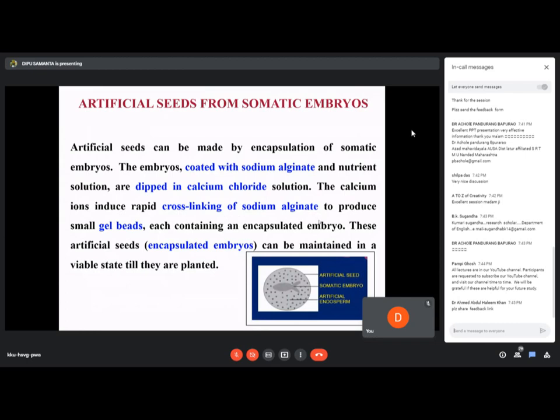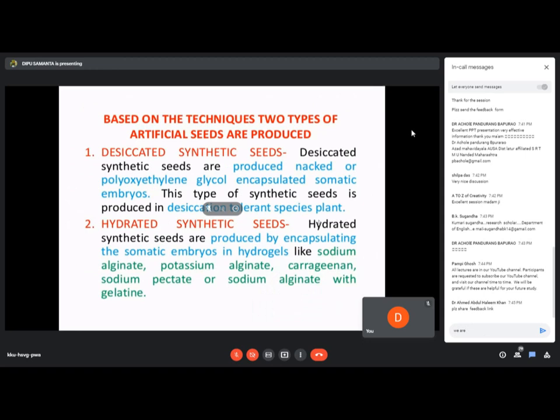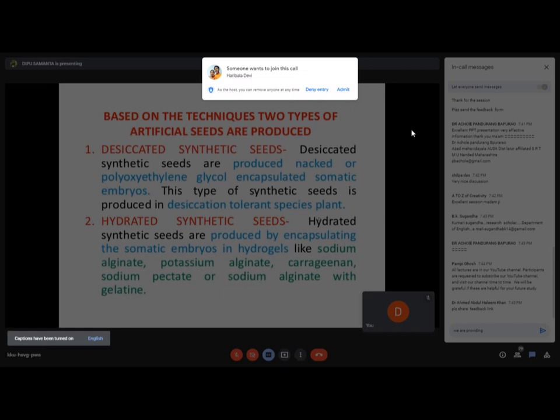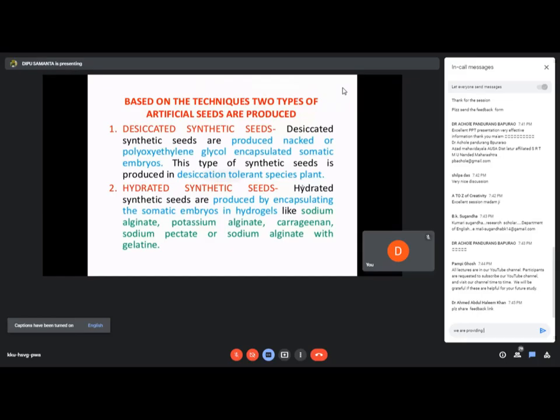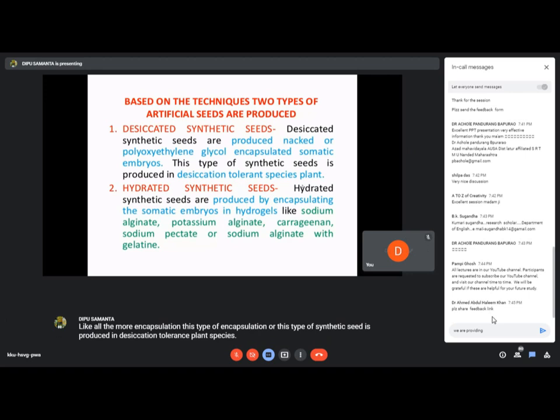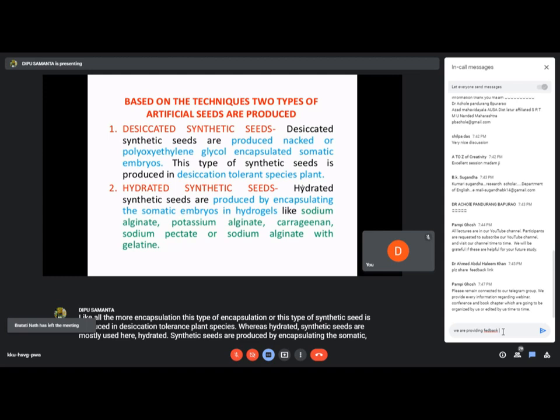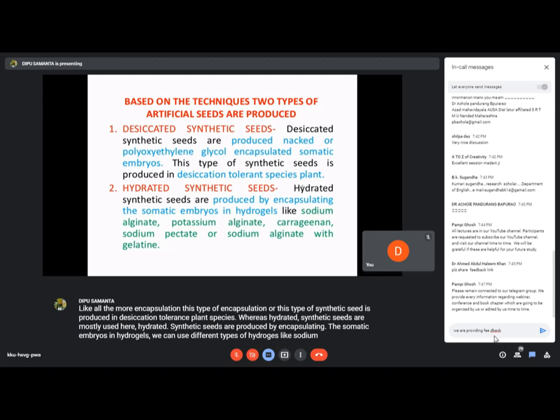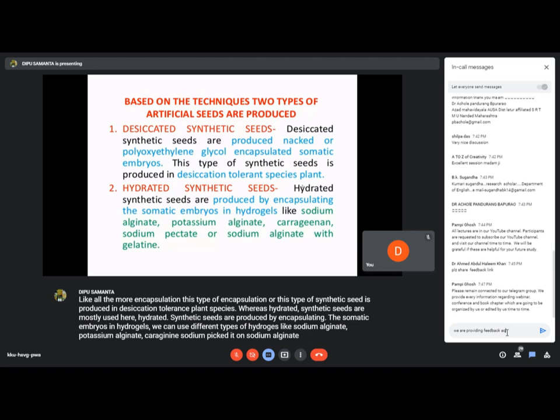Based on the techniques, we can categorize the formation of artificial seed in two ways: desiccated synthetic seed and hydrated synthetic seed. In the case of desiccated synthetic seed, we use polyoxyethylene glycol for encapsulation. This type of synthetic seed is produced in desiccation tolerant plant species. Whereas hydrated synthetic seeds are mostly used here. Hydrated synthetic seeds are produced by encapsulating the somatic embryos in hydrogels. We can use different types of hydrogels like sodium alginate, potassium alginate, carrageenan, sodium pectinate, and sodium alginate with chitosan also.